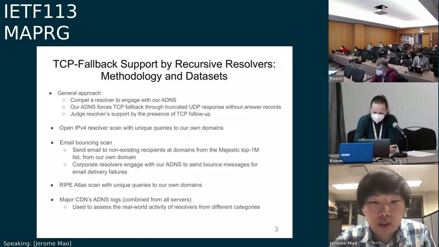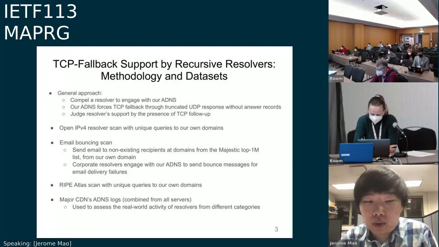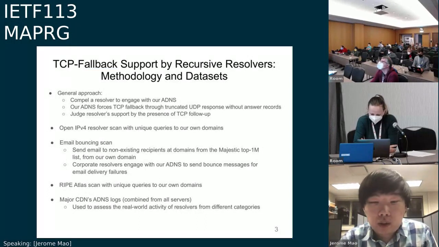So let's move on to TCP fallback support by recursive resolvers. Later I'll just use "resolver", which is shorthand for recursive resolver or recursor. The general approach is that we want to measure as many resolvers as possible, and we want to force those resolvers to talk to our ADNS through TCP.